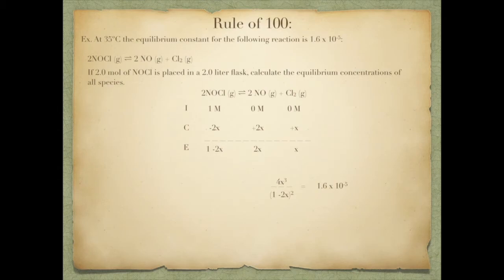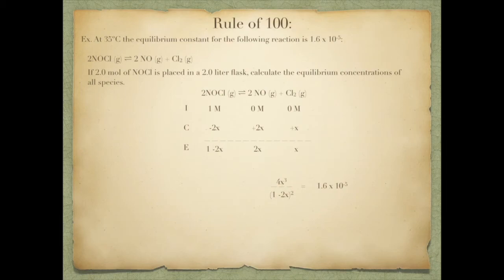Now here is where the rule of 100 comes in. If you look at this, in order to solve for x, you would need to FOIL 1 minus 2x squared. You need to get that out of that format. And then you'd end up with an x cubed, an x squared, an x, and a value with no variable. So you would actually end up having to use your quadratic formula or some other technique in order to solve for x, which is pretty difficult.